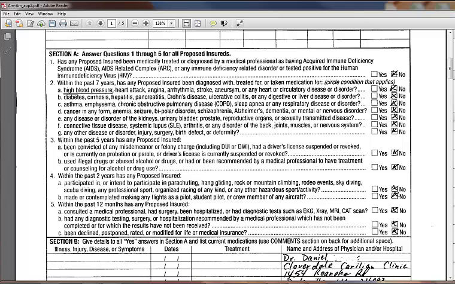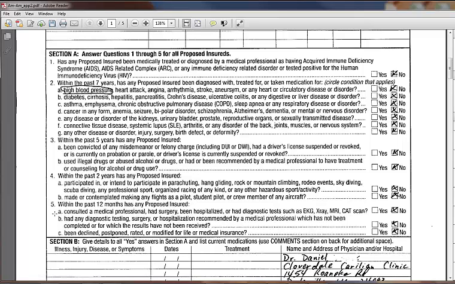So you can either underline it or you can go ahead and circle high blood pressure. And then down here at the bottom, section B, it says any answers that you answered yes to, make sure you put the question that is answered and then what the symptoms or disease or injury or illness was.